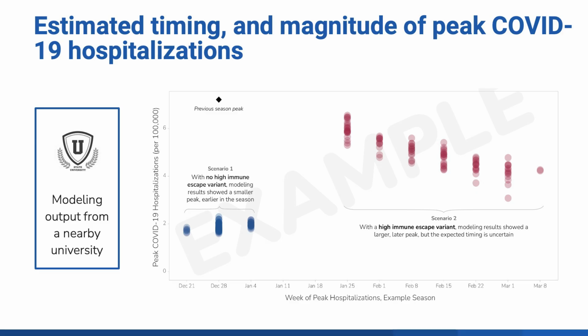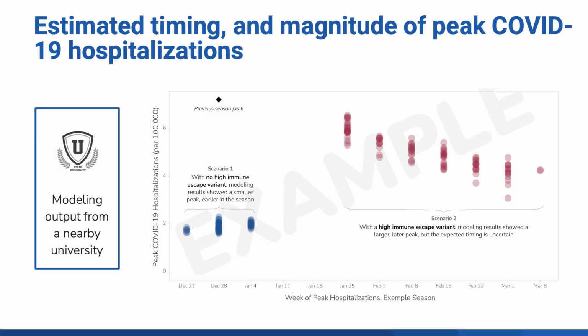In simulations from Scenario 1 with no new variant, the model estimated a smaller peak in late December or early January. In simulations from Scenario 2, with a new variant with immune escape, results showed a larger, later peak, but the expected timing is uncertain. As we discussed in the first section of this training series, scenario modeling can be a powerful tool for framing what may happen over the course of a season or outbreak.